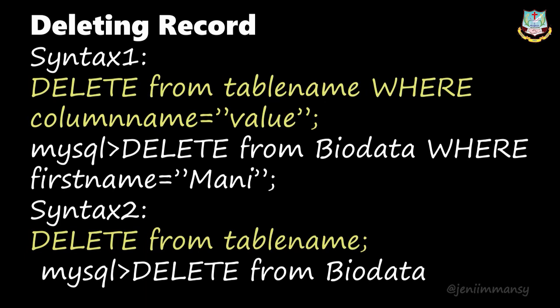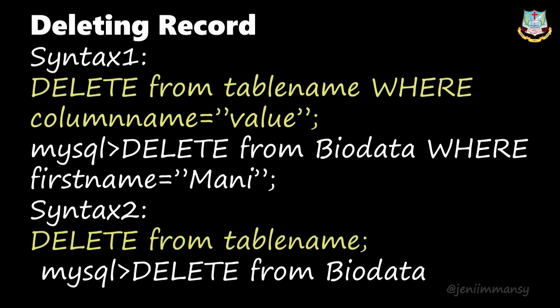And then where, W-H-E-R-E, and then column name is equal to, you have to give the value inside the double quotes. And in every line the last ending will be a semicolon. As I said before, every instruction will end with what? Semicolon. Here delete from, then the table name. Here the table name is biodata, right? Delete from biodata where first name equal to, and we are giving a name inside the double quotes. This is the format to delete a single record.